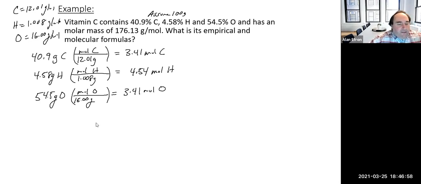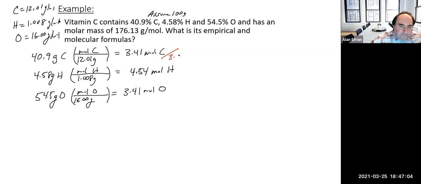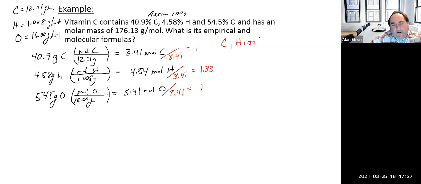We're going to convert everybody into moles. We're now going to take the smallest number of moles, which looks like the same number here, 3.41. We're going to divide everybody by that number. That's going to give us approximately 1 for carbon, 1.33 for hydrogen, and approximately 1 for oxygen. Which means, again, if I wrote my empirical formula based off of what I just got, I would have C1H1.33O1. As we just spoke about before, this is problematic because you can't have 33 and 1/3% of an atom hanging out there.